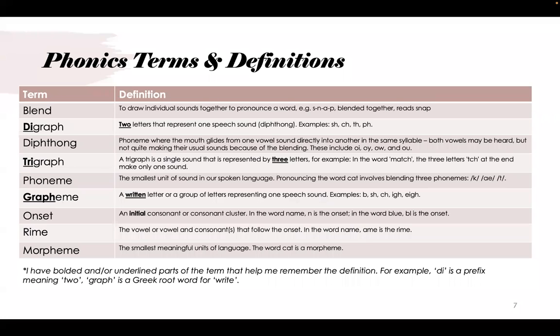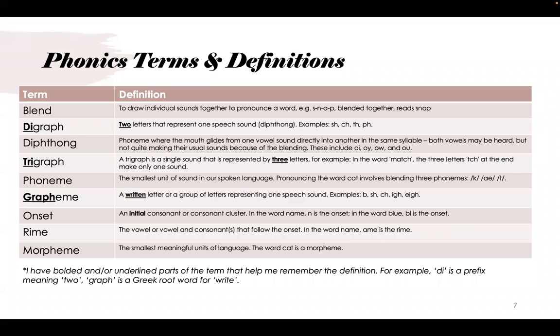So when we talk about blending, when the students are learning a new word, let's say it's cat, and we say cat, and then we blend it together to draw individual sounds together to pronounce a word. Snap, blend together, read snap. So that blending, students have to learn that.